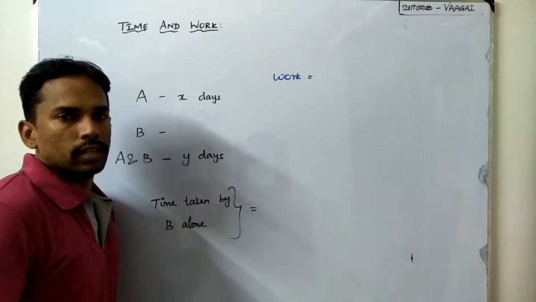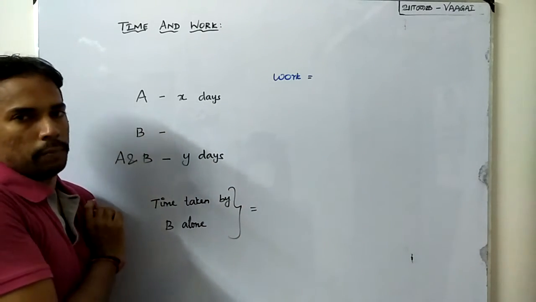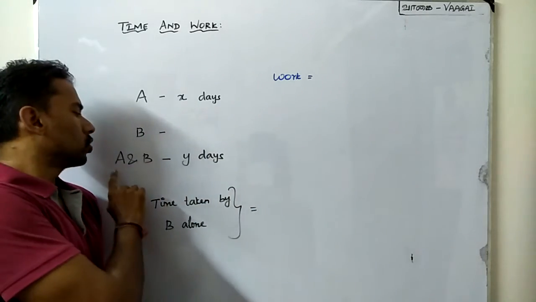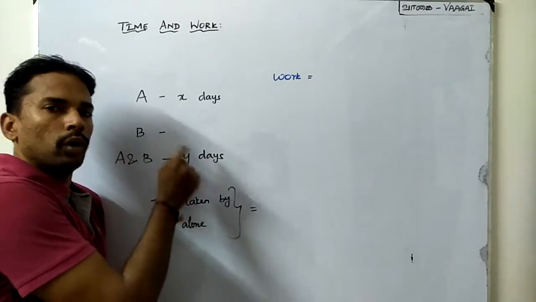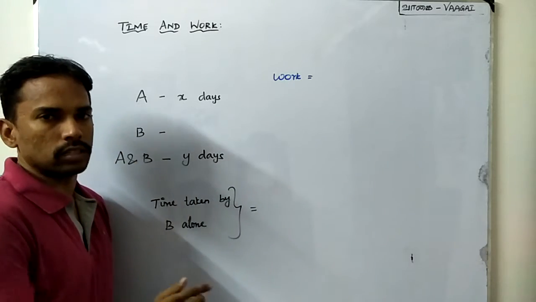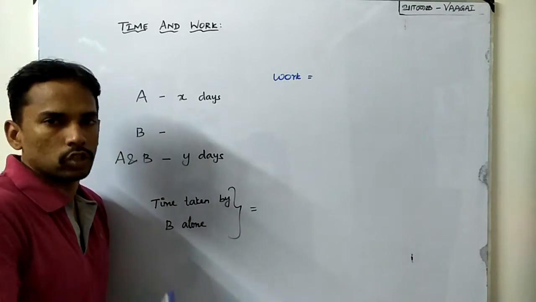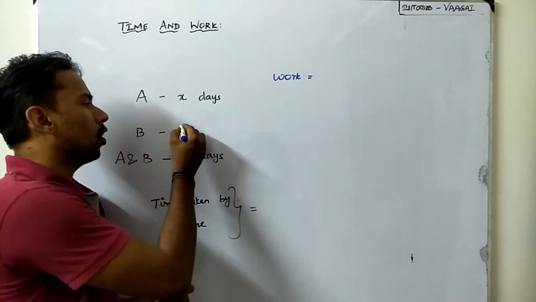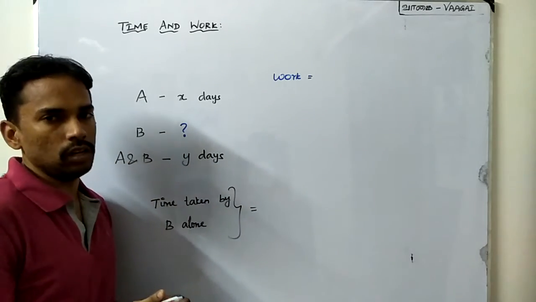Let us come to the second case here. Here also we have two people, A and B. Here A is taking X days to complete some particular work, and also it is given that A and B both together are taking Y days to complete the same work. Now our task here is to find the time taken by B alone. How many days will B alone take to finish the same work?